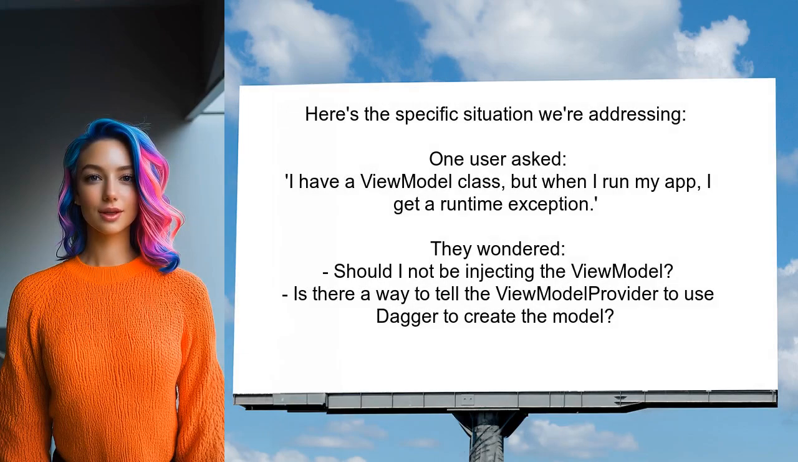Here's the specific situation we're addressing. One user asked, I have a ViewModel class, but when I run my app, I get a runtime exception. Should I not be injecting the ViewModel? Is there a way to tell the ViewModel provider to use Dagger to create the model? Sound familiar? Let's break it down.